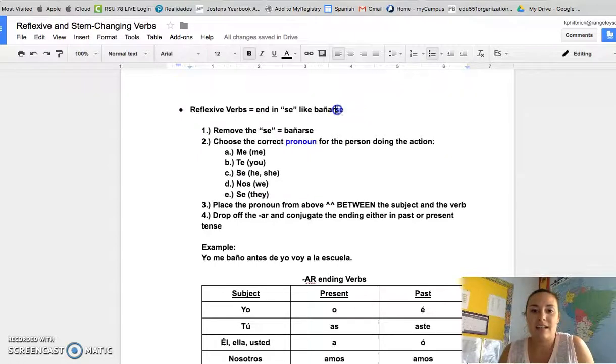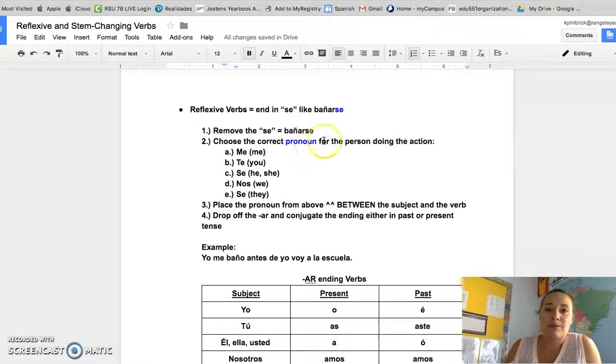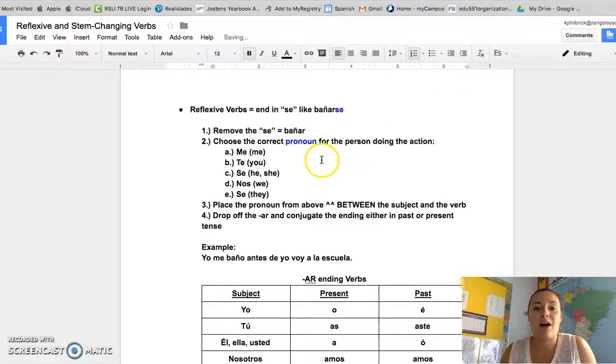that they end in SE, as you can see right there. So the first step to the whole conjugation process is to remove the SE. So on a verb like bañarse, to bathe yourself, you just take that SE off. Okay. The next step would be to choose the correct pronoun for whoever's doing the action.